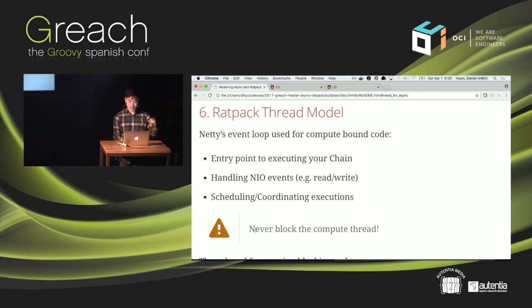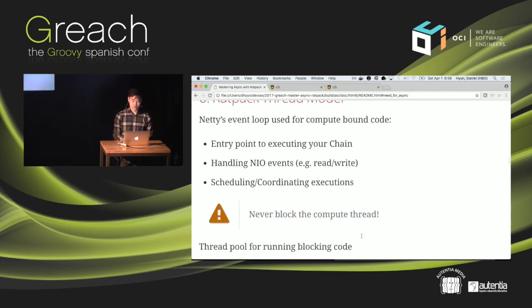So on this main thread, which Ratpack uses to handle incoming NIO events, you should never block this thread. This is also known as the compute thread in Ratpack. So, what about blocking code then? What about things like file I/O, like the old school file I/O? What about things like using JDBC as an example, which is a blocking library? Well, we have an extra thread pool that handles any kind of blocking code that you need to do.